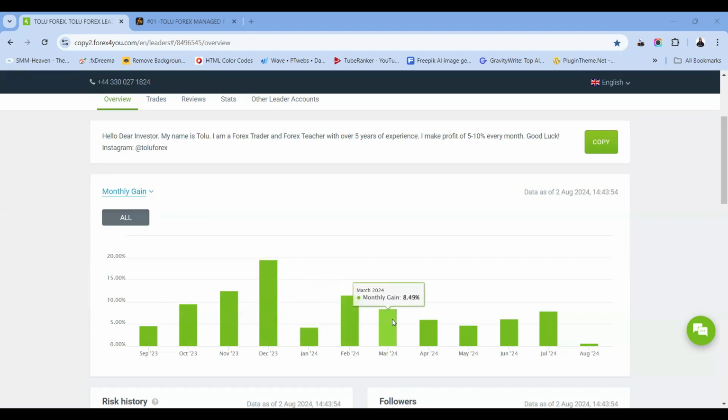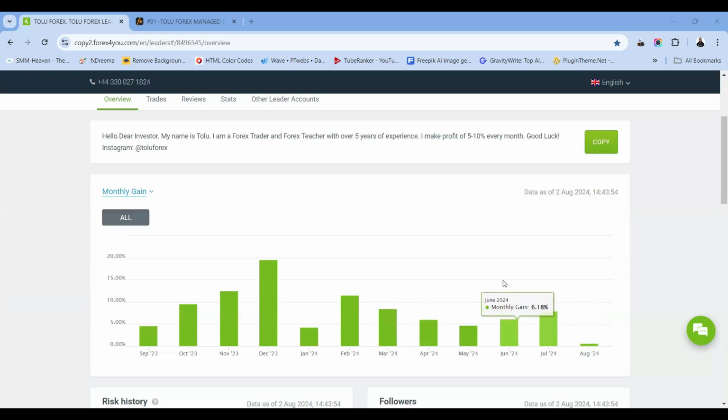In March, 8.49% in profit. April, 6.06% in profit. May, 4.70% in profit. June, 6.18% in profit. July, 7.90% in profit. And then it's still the second of the month, and I'm making 0.6, approximately 1% in profit for this month alone.